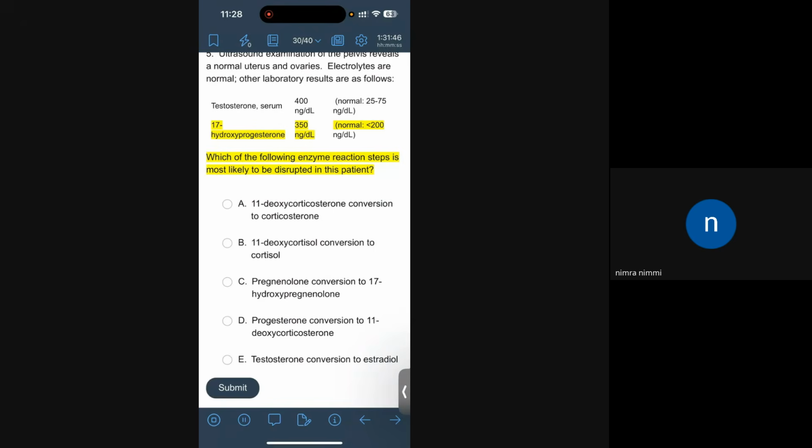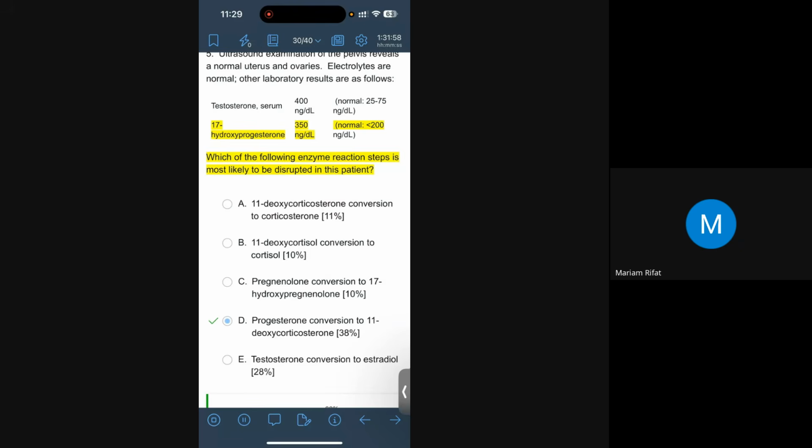Is any of these two reactions mentioned here? Yes, D. Progesterone conversion to 11-deoxycorticosterone. Option number E, do you know which enzyme is involved in option E? Testosterone to estradiol, aromatase. Yes, aromatase.